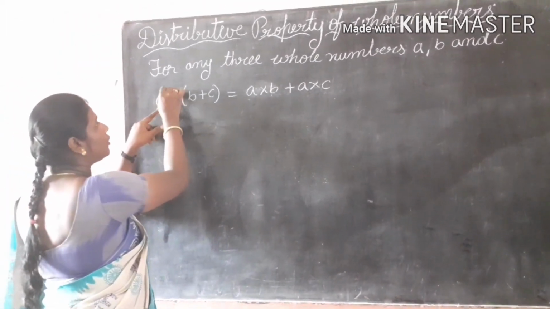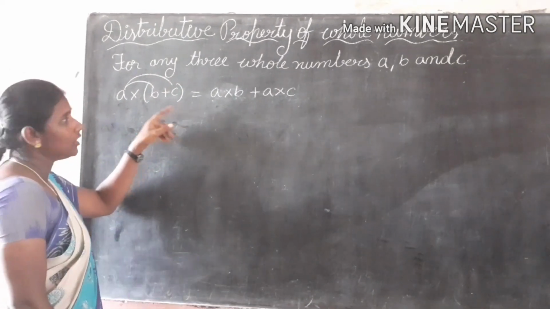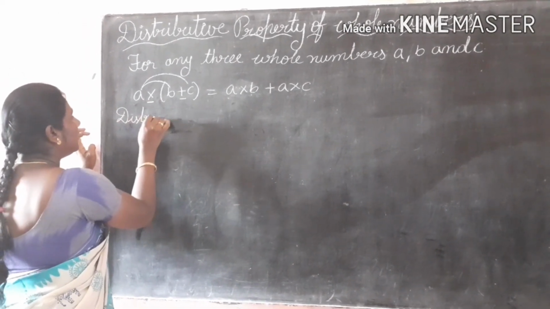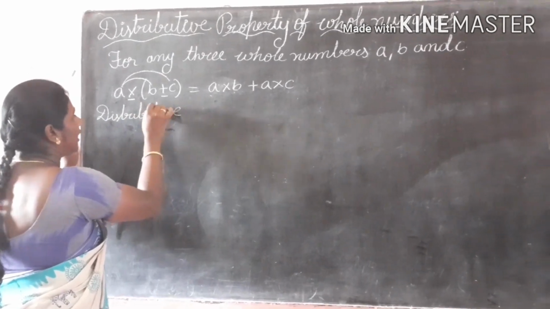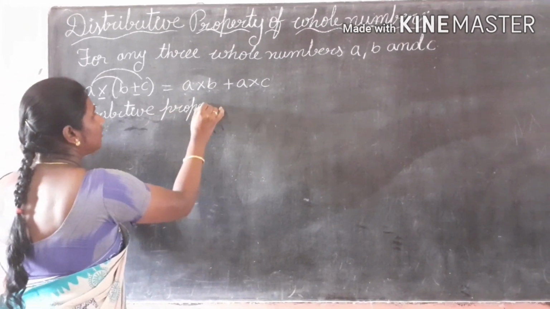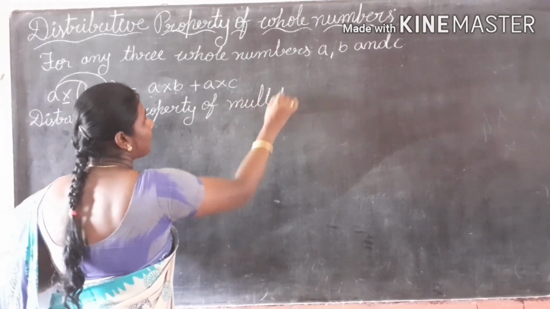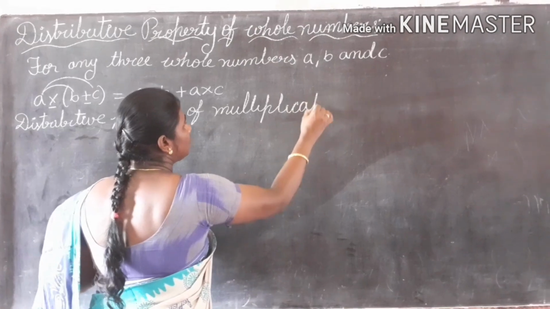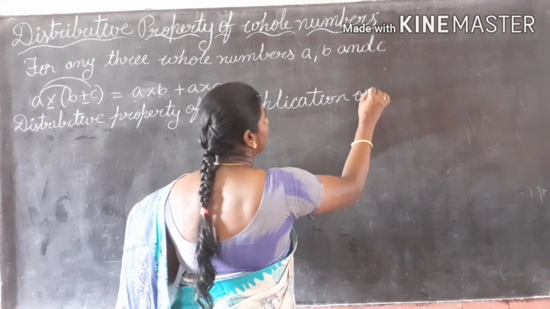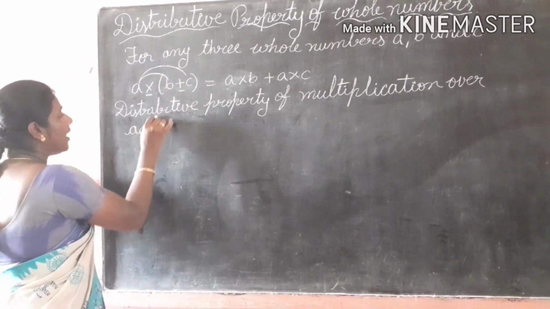This A is distributed to B and C. So this is called distributive property of multiplication over addition.